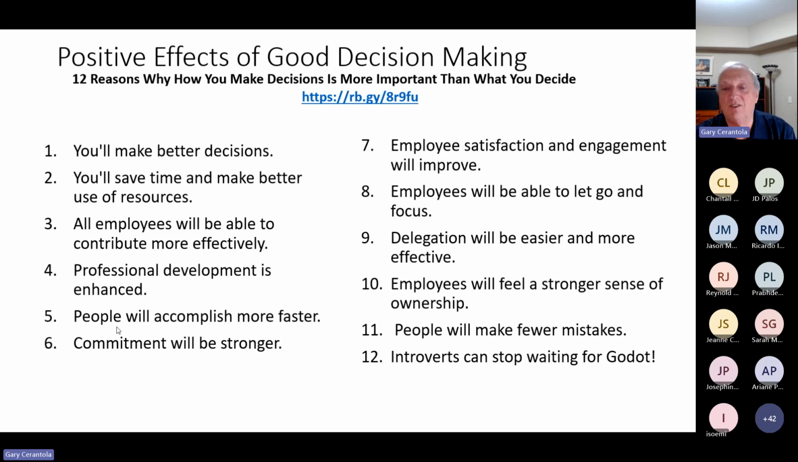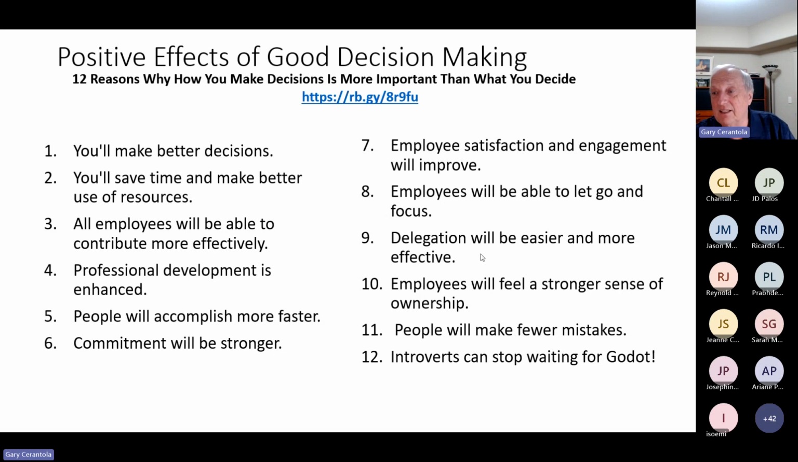Professional development is enhanced. People will accomplish more and faster. The commitment will be much stronger. Employee satisfaction and engagement will improve. Employees will be able to let go and focus because they're seeing how you look at different alternatives. You're going to get beyond biases to get to the root cause and the merits of each alternative to make a better decision.